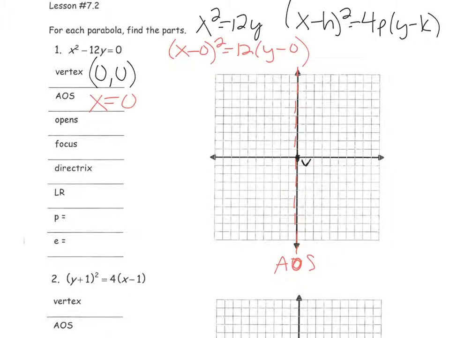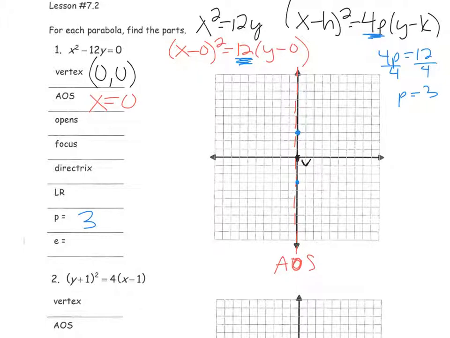Then I'm going to find my p-value, because this p-value is going to help me through the rest of this problem. So if you look, the 12 is in place of the 4p. So if we set 4p equal to 12 and divide by 4, that would mean p is 3. So we know p is 3, we can fill that in. And what that helps us do is, if we count from the vertex, if we count up 3, 1, 2, 3, and we count down 3, 1, 2, 3, that's going to be our focus and our directrix.